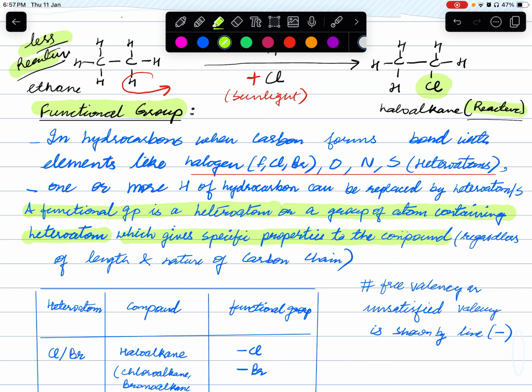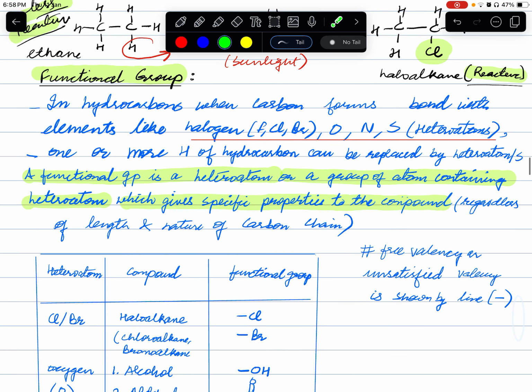Here this heteroatom is one atom. It may be a group of atoms. We will see it later. So this is a functional group. I hope it is clear. You have to remember the different types of heteroatoms which can replace hydrogen. Suppose any functional group is introduced.